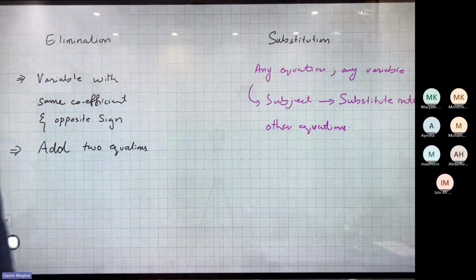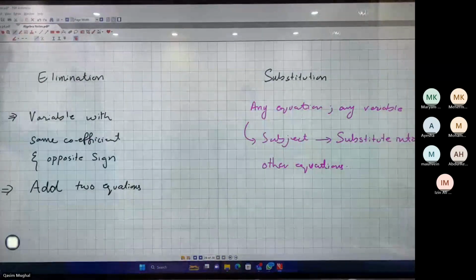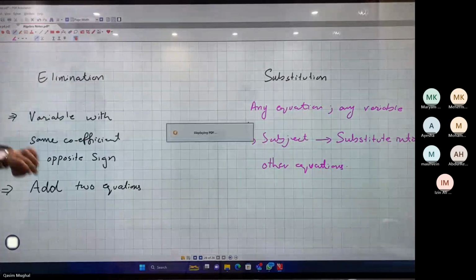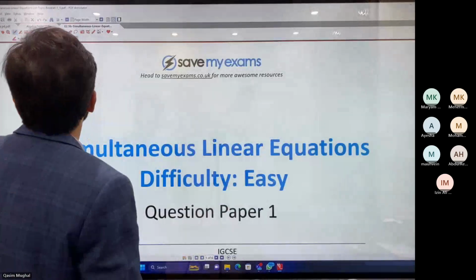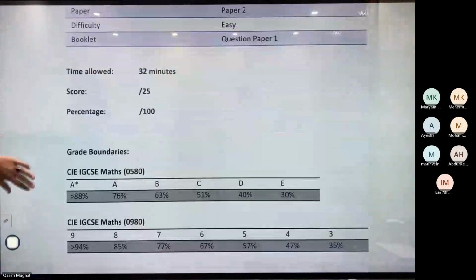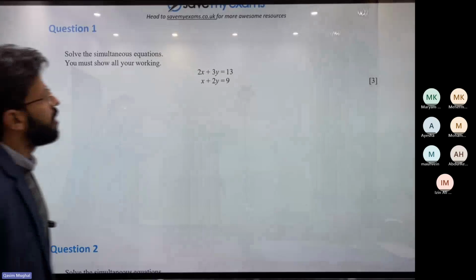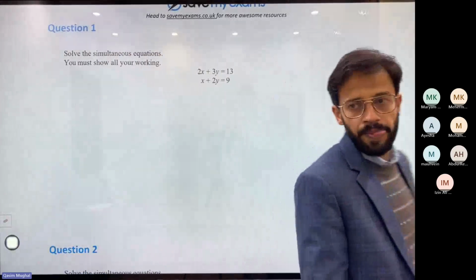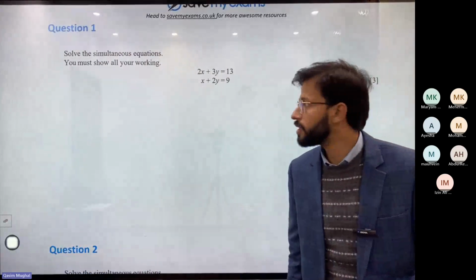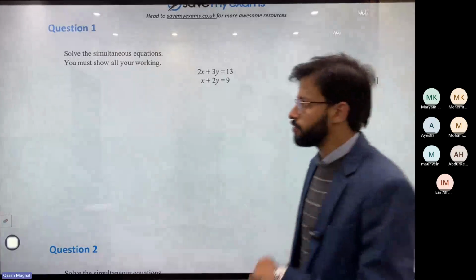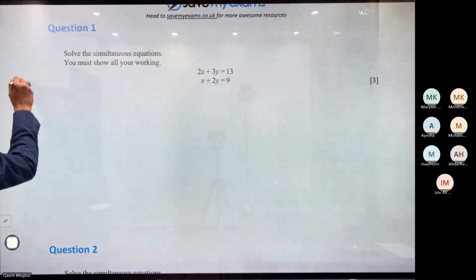Okay, so let's just jump to the problems. I'm going to open... right. Here we have a pair of simultaneous equations. ठीक है, the examiner is asking you to solve it. ठीक हो गया? जब आपने इसको solve करना है, let's do it with elimination first.